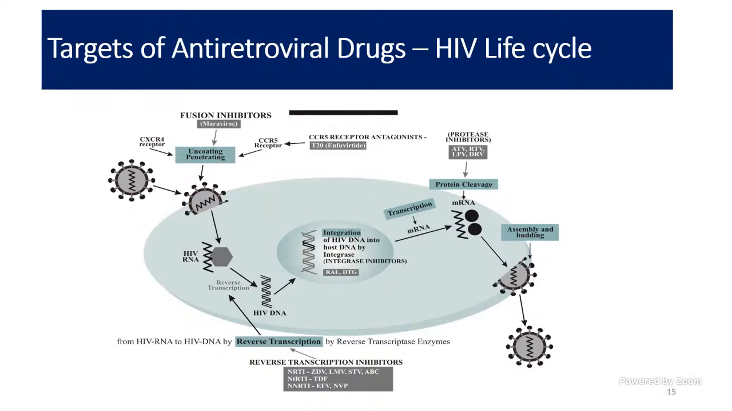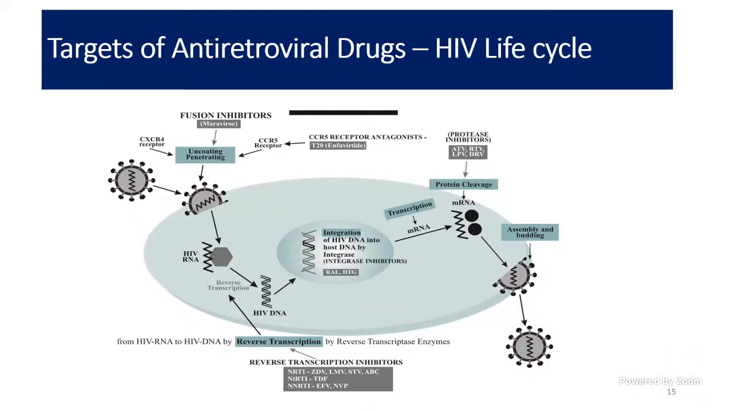This is the process of reverse transcription, because it goes from the 3' to the 5', and then back from the 5' to the 3' end. So this reverse transcription, that is the formation of the HIV DNA, is blocked by the reverse transcriptase enzyme inhibitors like zidovudine, tenofovir, abacavir, lamivudine, and efavirenz and nevirapine.